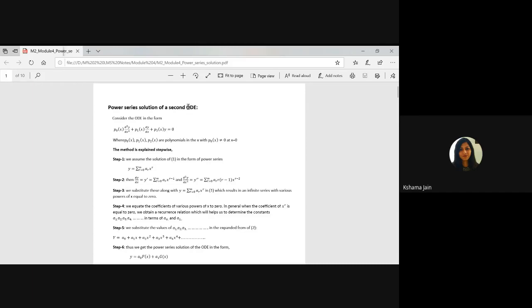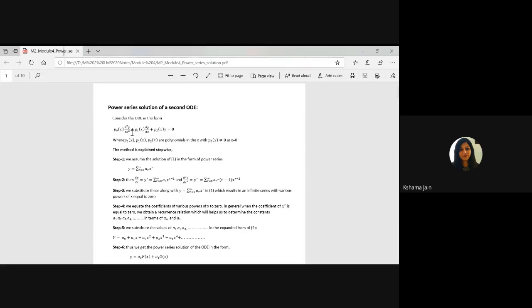ODE means ordinary differential equation. PDE is partial differential. ODE means only one dependent variable and one independent variable. Partial means the dependent variable is one but the independent variables are more than one. Here that case is not there, only y is depending on x.